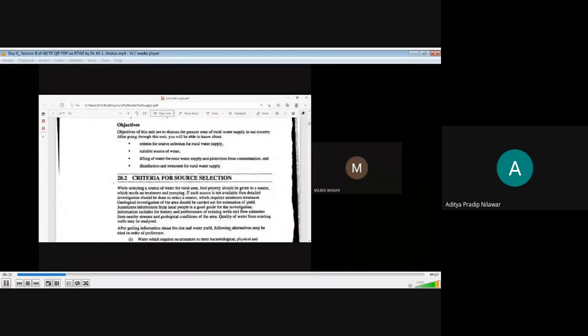The RWS we can study on these accounts: criteria for source selection for rural water supply, and which source is suitable. If possible, we have to lift the water, and then we also have to protect the source from contamination, and if possible, we should be able to make arrangements for simple treatments in this RWS. So these are the things which we are going to discuss in this particular video lecture.